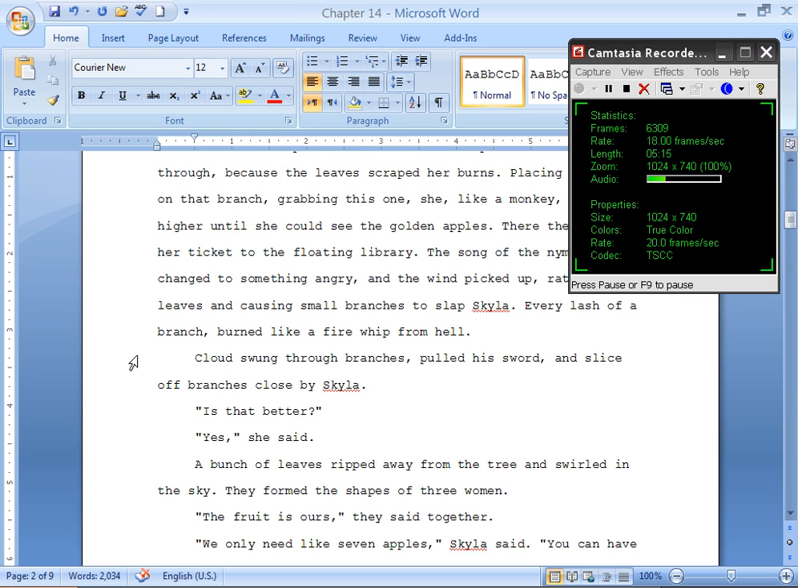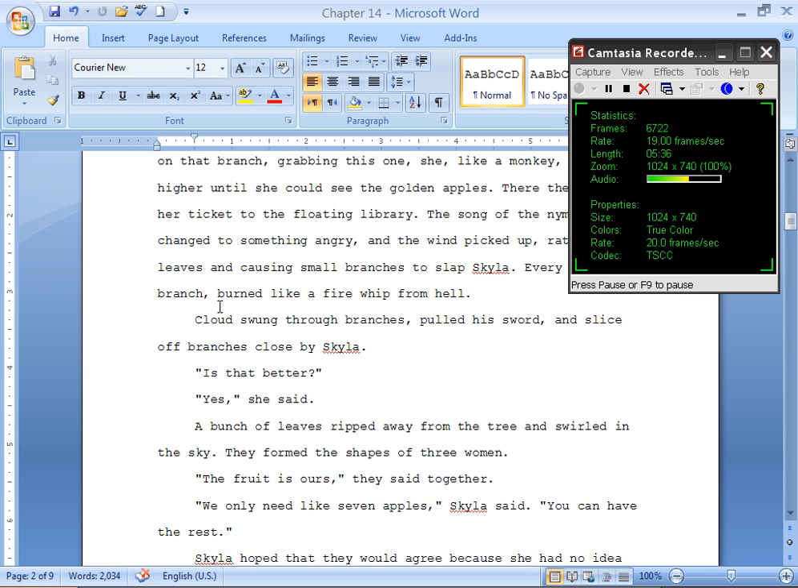And they're climbing up the tree now, and they got the apples. The nymphs have a relationship with the trees, and they want the apples. They're tree nymphs, and they use branches and stuff to form their bodies. Okay, so you have Cloud here, who is an elf, and Skyla is also an elf. Skyla is the girl. Cloud swung through branches, pulled his sword, and sliced off branches close by Skyla. She did that because the wind's kicking up and branches are scraping her.